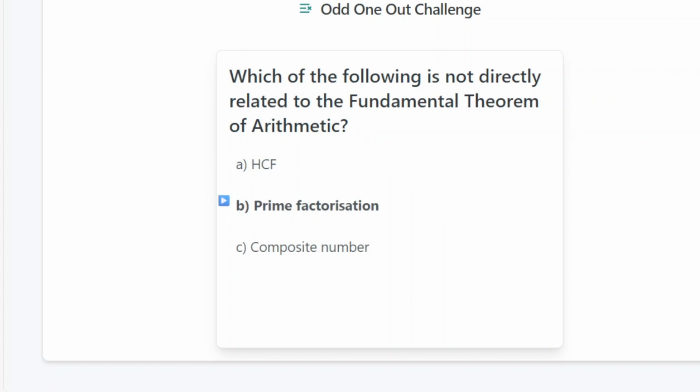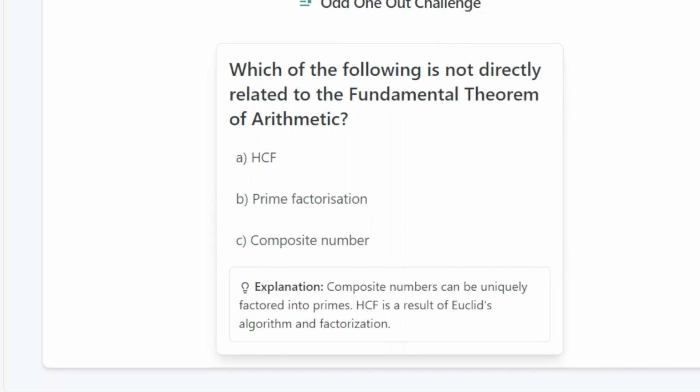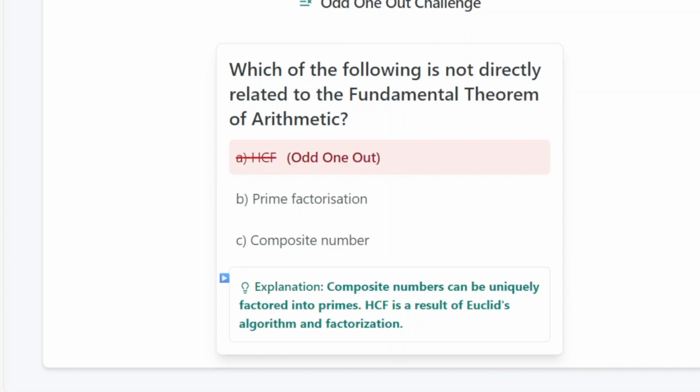Which of the following is not directly related to the fundamental theorem of arithmetic? HCF. Prime factorization. Composite number. The odd one out is HCF. Because composite numbers can be uniquely factored into primes. HCF is a result of Euclid's algorithm and factorization.